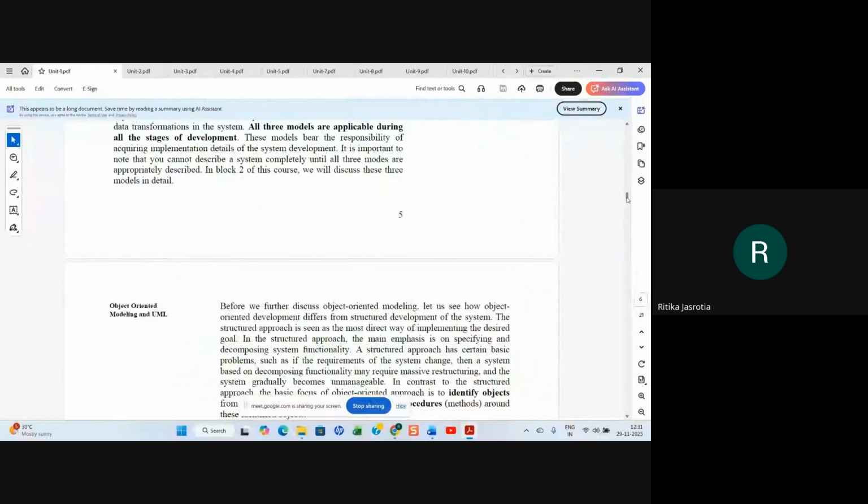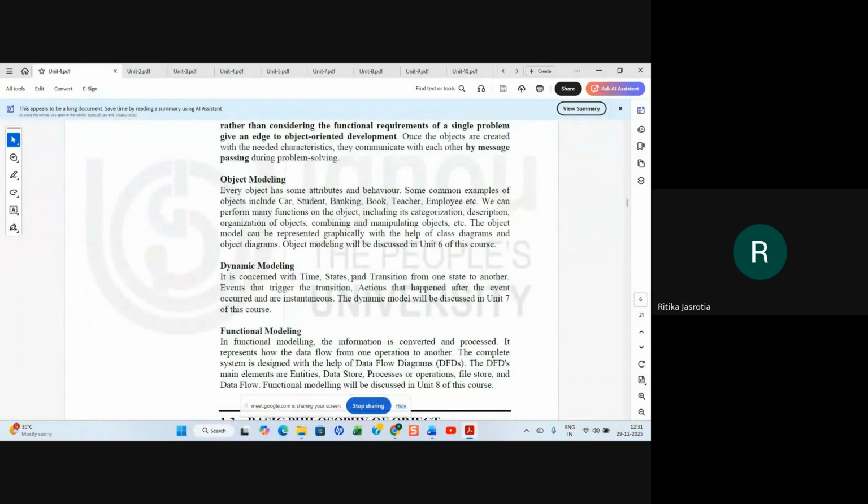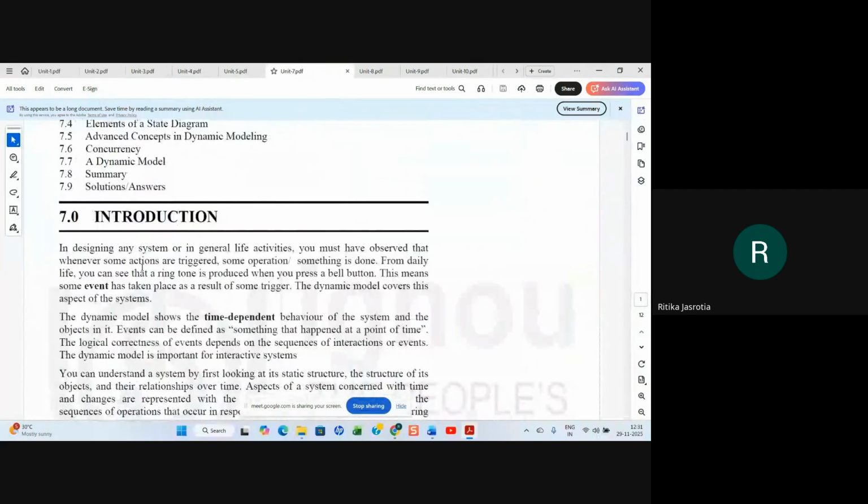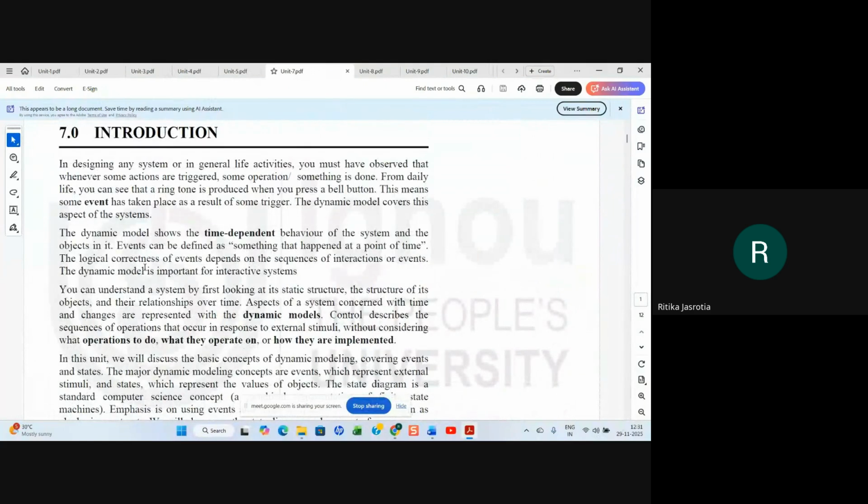So dynamic modeling is concerned with time, state, and transition of one state to another. Events trigger the transition, and actions happen after the event occurs and are simultaneous. So that is the dynamic model discussed in unit 7. This is unit 7, dynamic modeling.